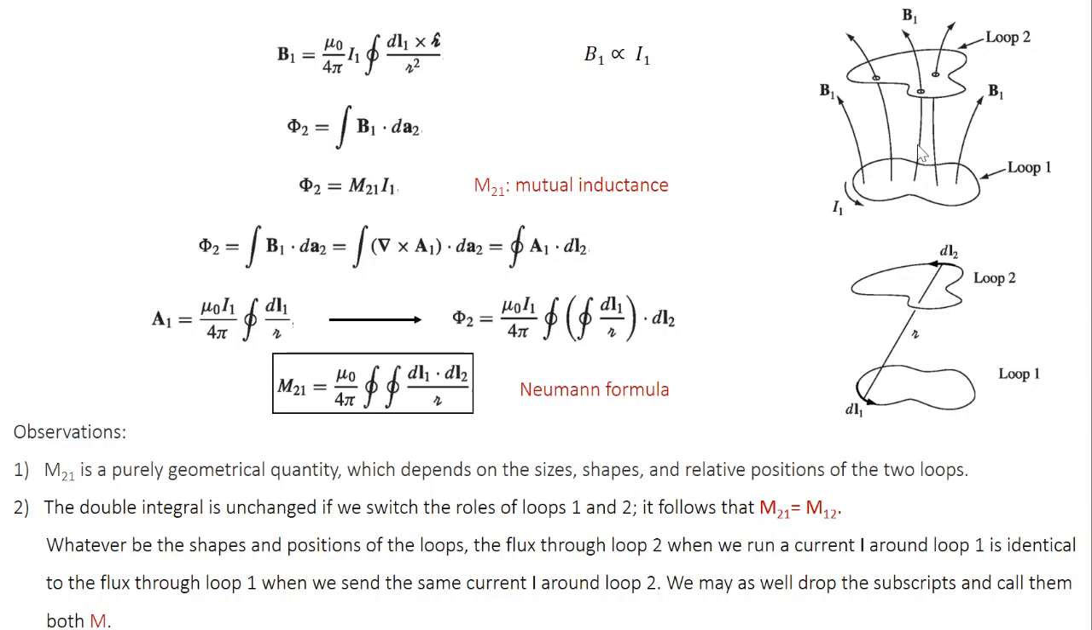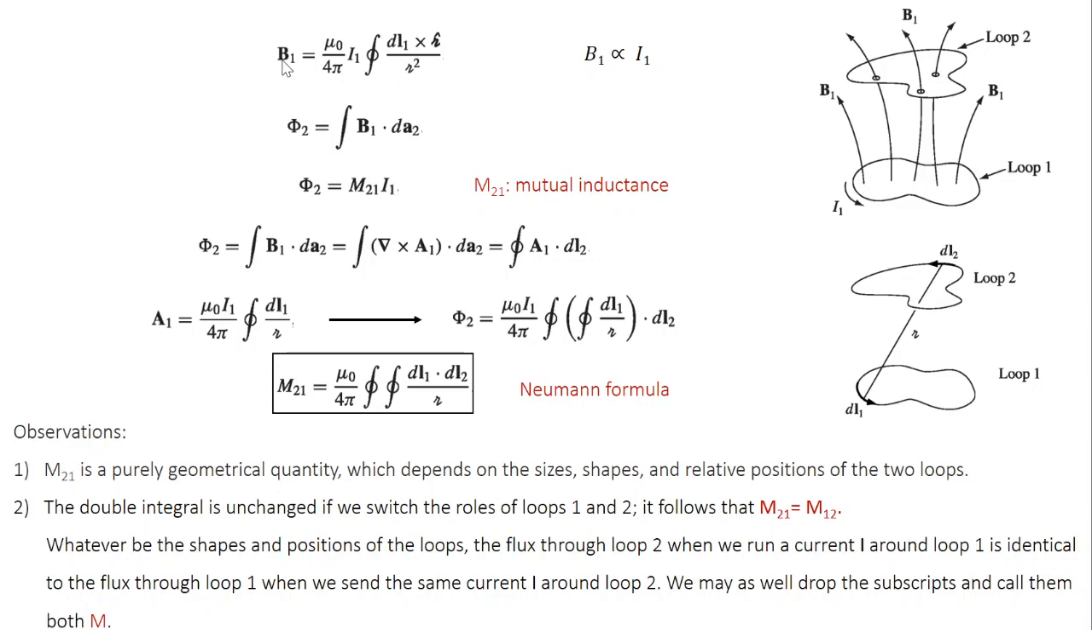Now imagine that you have two conducting loops, loop 1 and loop 2, which are at rest, and current I1 flows through loop 1. So this produces a magnetic field B1, and the magnitude of the magnetic field due to a small length segment dl1 of loop 1 at a distance r can be found using the Biot-Savart law as B1 equals mu naught by 4 pi I1 integral dl1 cross r cap by r square.